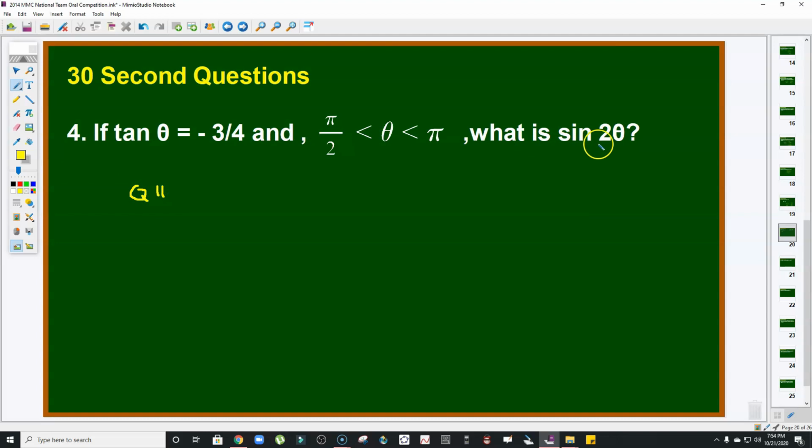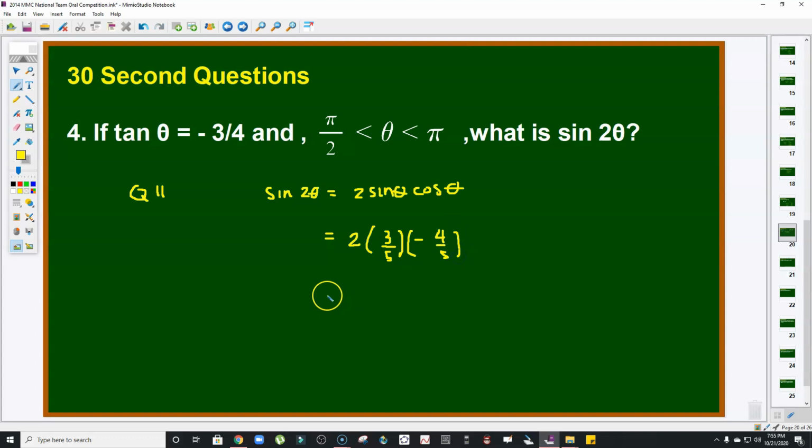Okay. Now, we should memorize the double angle for sine. Sine 2 theta is given by 2 sine theta cosine theta. Right? Now, take note, in quadrant 2, your sine should be positive, your cosine should be negative. So, that is 2 times sine theta. Now, this is a 3, 4, 5 triangle, right? So, tangent theta is negative 3/4. So, therefore, my sine here is 3 over 5. Okay? 3 over 5. Okay, next. Take note, cosine in quadrant 2 is negative. So therefore, cosine theta here is negative 4 over 5.